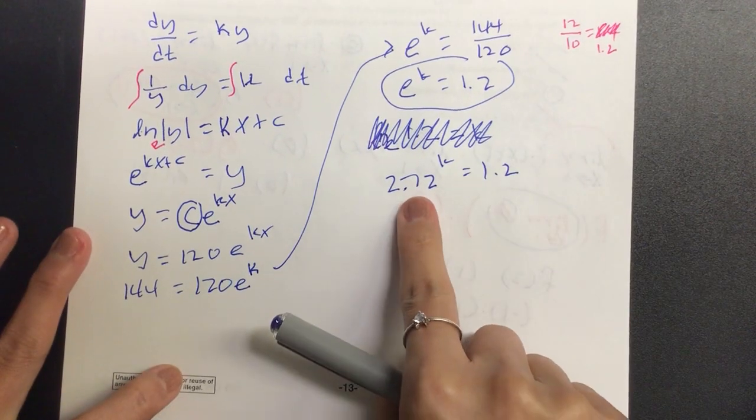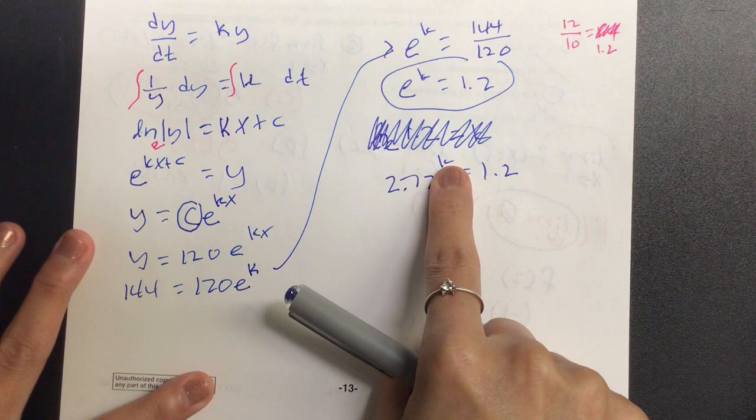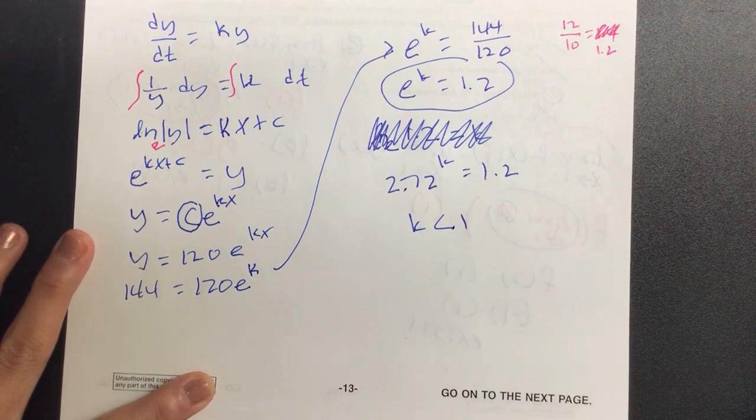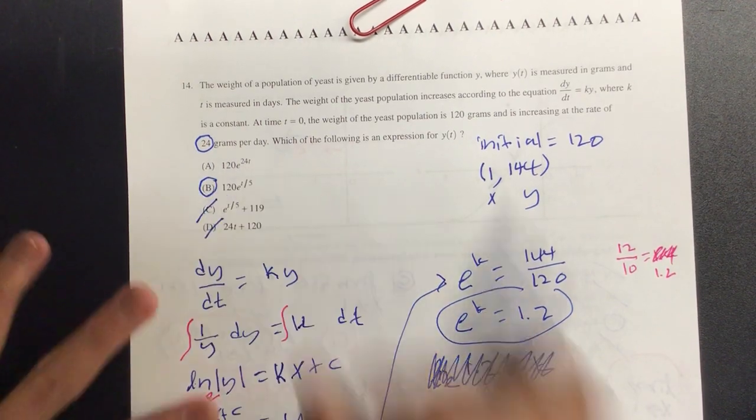So if I have some bigger number to the power of something, that k has to be greater or less than 1? It has to be less than 1. K must be less than 1. And the only one that's got a power less than 1, that's 24, that's 1/5, B will be the best answer.